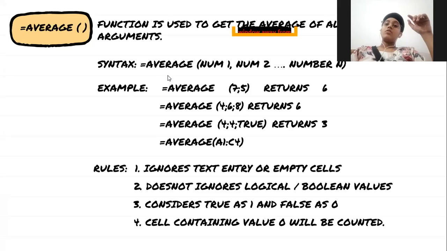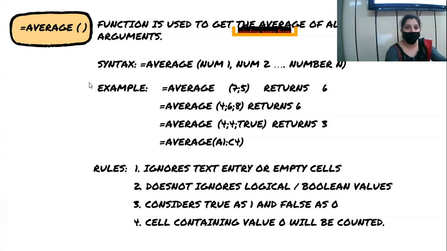And the syntax is equal to average number 1, number 2, and so on up to number n, however many values you want to pass into the average function. Clear? Now look at the examples. Equal to average, so you can do the calculation side by side on the rough copies also. Equal to average 7 semicolon 5. So 7 plus 5 कितना था?